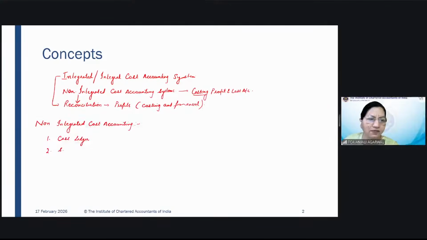The second is the stores ledger. The third is the work in progress, I'll just write WIP, work in progress ledger. And the fourth one is the finished goods ledger.